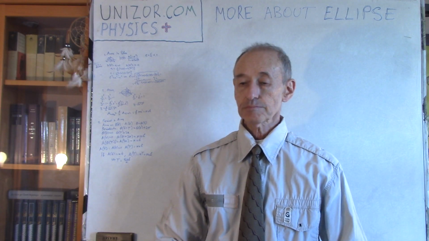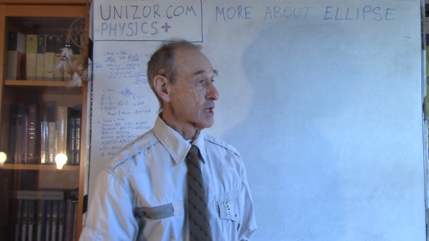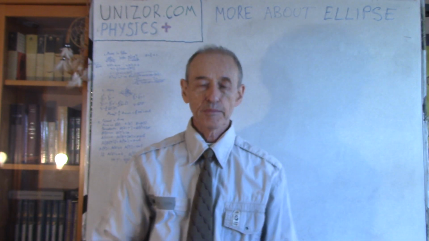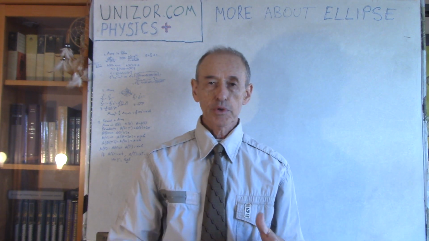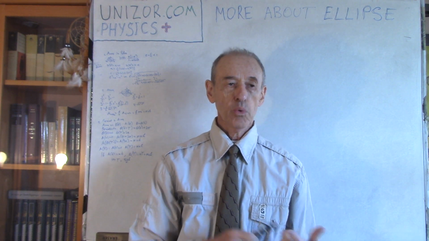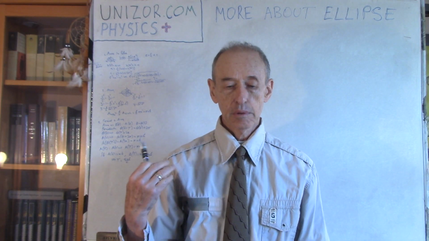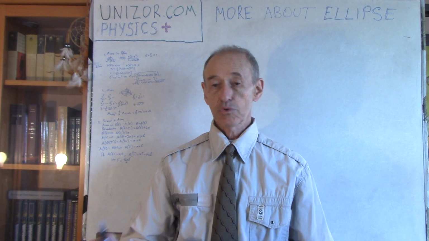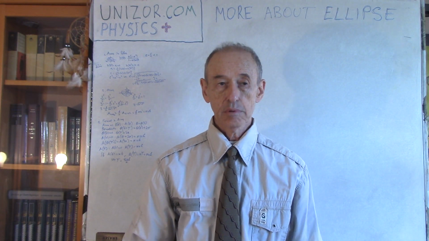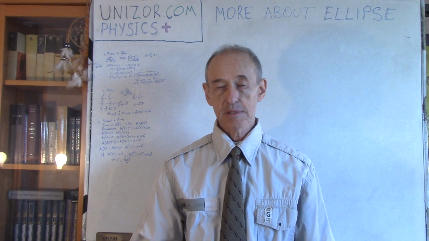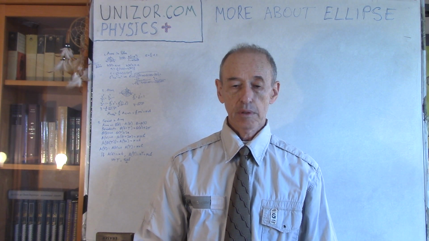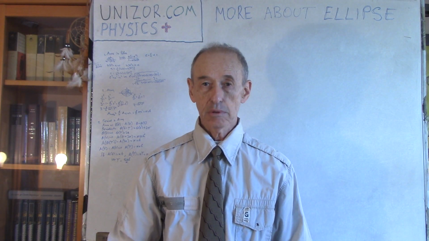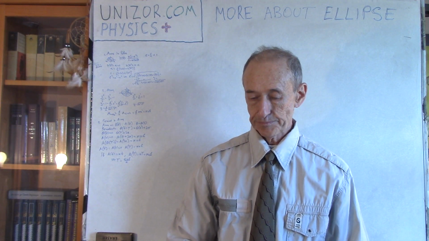Okay, now back to today's theme, more about ellipses. Whatever I was talking about recently and am talking about today is all about movements in a central force field. More precisely, you can talk about planetary movements around the sun. The sun is basically a central force, and the gravitational field around the sun can be considered a central gravitational force.